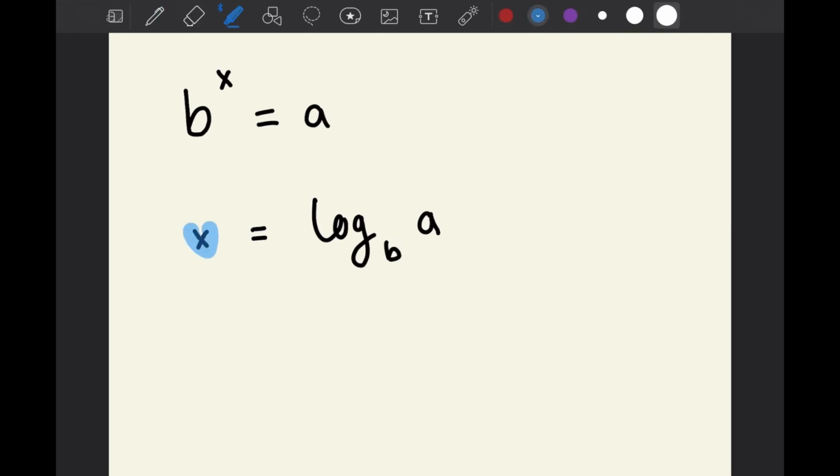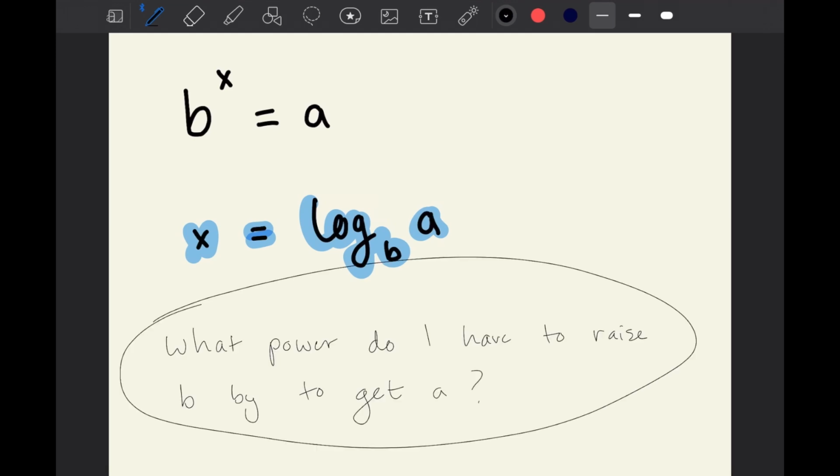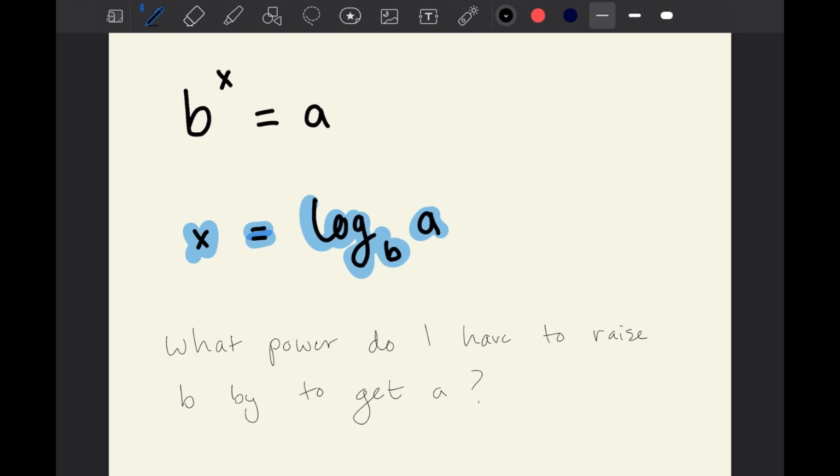Basically, what you are doing when you look at this is that you're asking yourself a question. If I raise b to the power of x and get a, and you don't know the x, you're asking yourself: what power do I have to raise b by to get a? This is your key question, and it's crucial you understand it, because it's not just an equation. You must understand what you're actually doing in order to use it correctly when it might not be as simple as this.